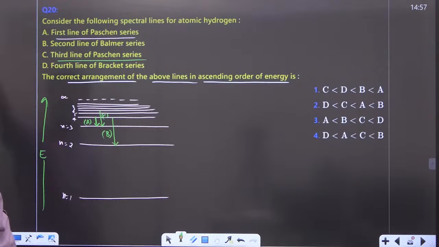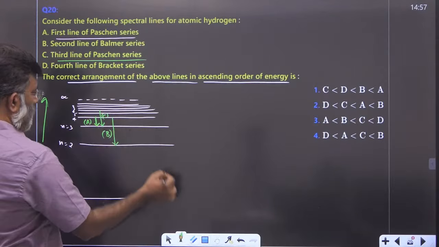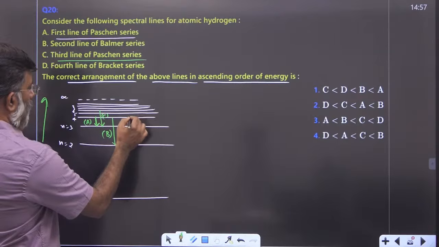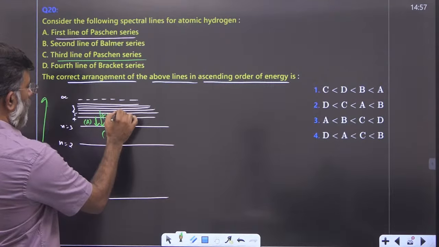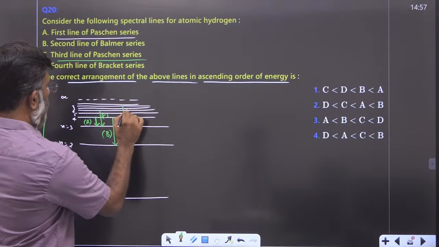Now the last one, the fourth line of Brackett series. Brackett series comes after Lyman, Balmer, Paschen. First line, second line, third line. This is the fourth line of Brackett. That will be D.